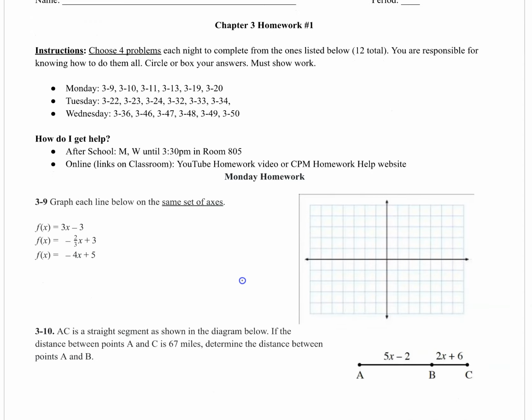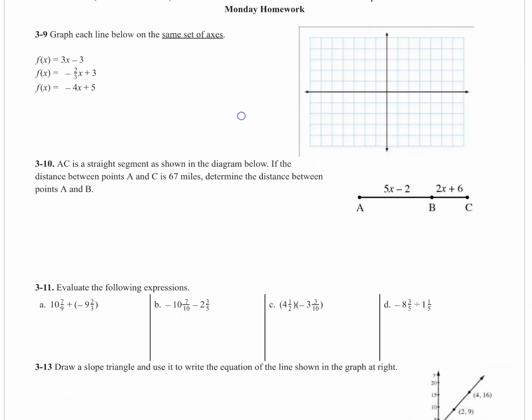Alright, this is chapter 3, homework number 1. Let's start with 3-9. You're supposed to graph each of these 3 lines on the same set of axes. That just means the same graph.